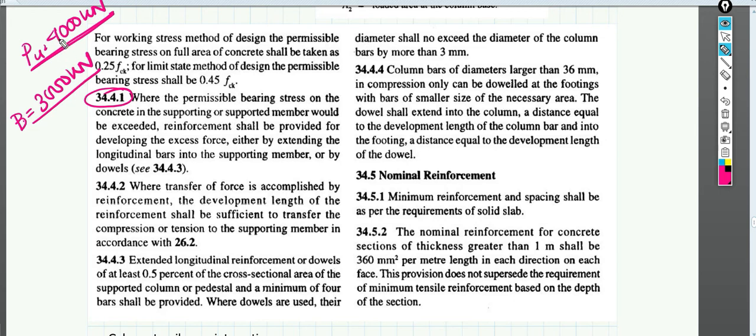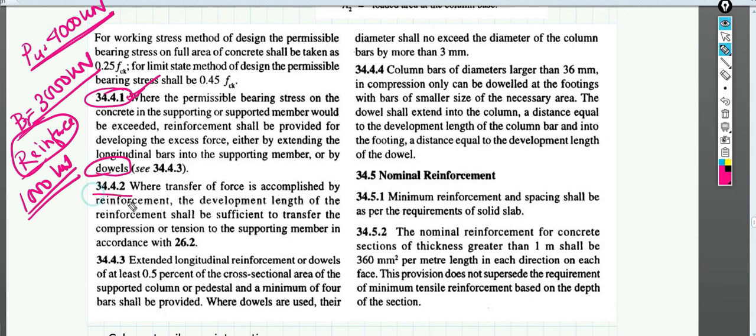So in that case, what is happening here? The load coming is more, but the bearing force of the structure, the joint, is less. In that case, we have to provide extra reinforcement to transfer the additional load of 1000, which is as per clause 34.4.1, by providing dowel bars.